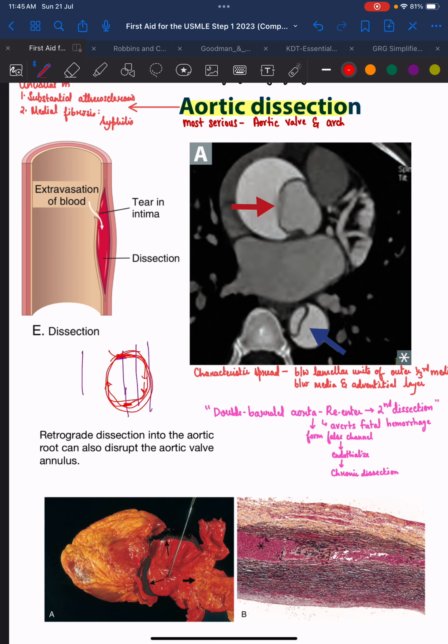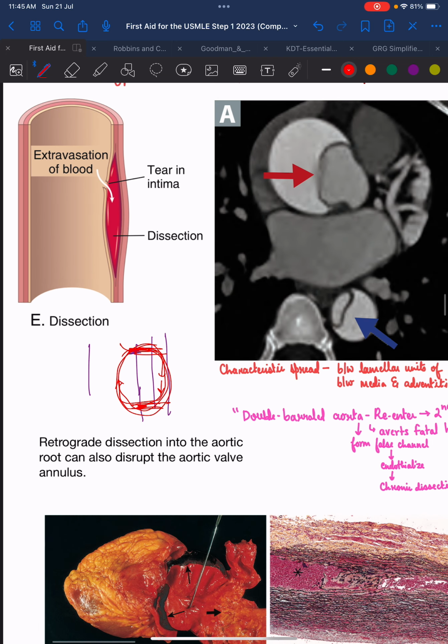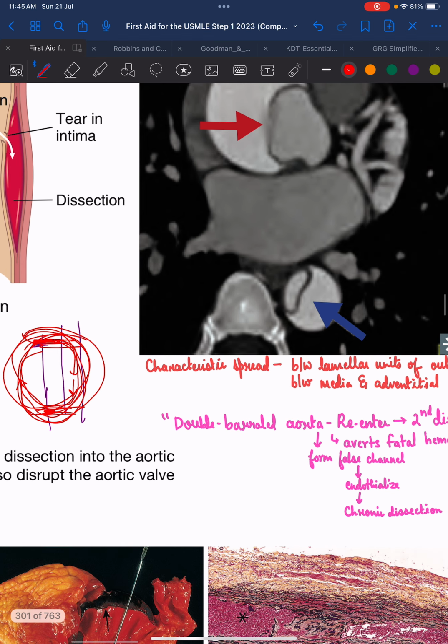It is preventing the spread of dissection firstly, and the second thing is, because of this channel formation there will be endothelium formation all across. So basically there will be formation of false channels, and this high velocity of blood pressure will not cause aortic rupture as such. So this double barrel aorta is basically preventing a fatal hemorrhage.